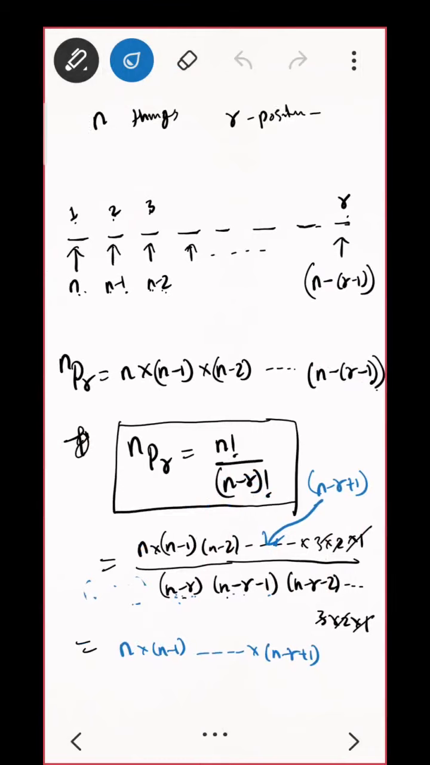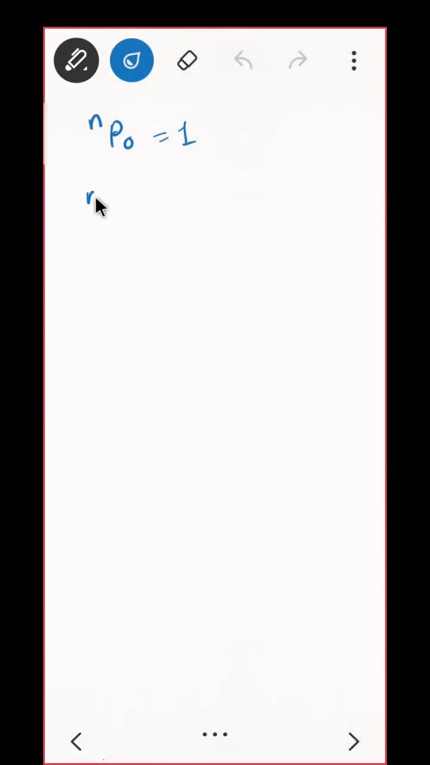Look at the formula. What is the formula? NPR is n factorial upon n minus r factorial. Let us put r equal to 0. What you will be having is n factorial upon n factorial, that is 1. Do you see?